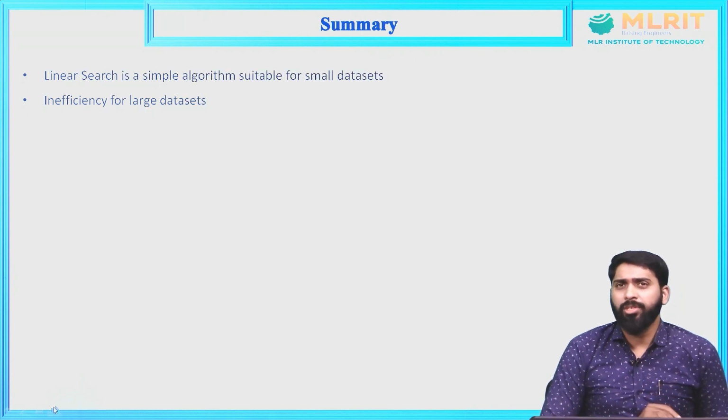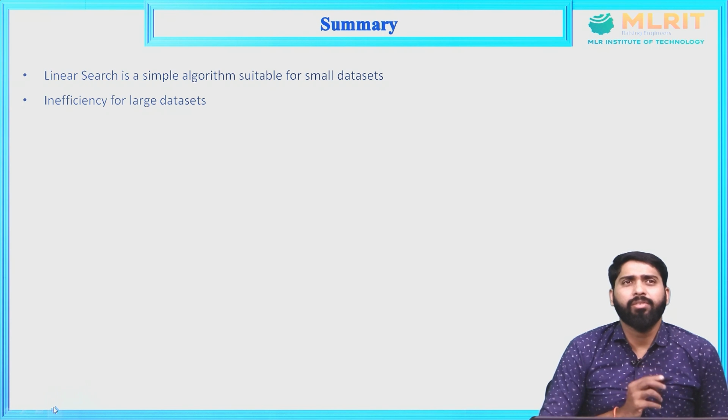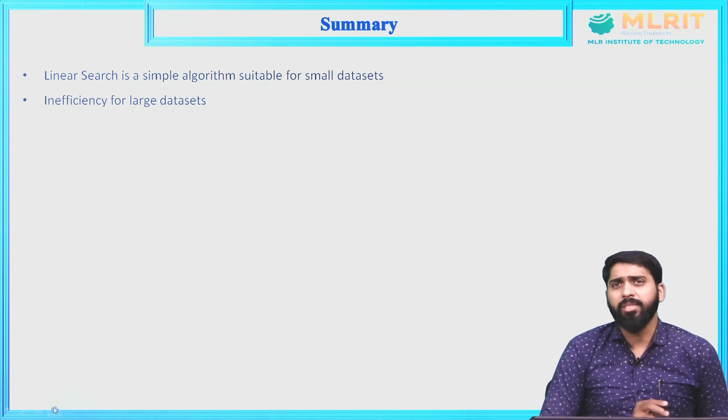Summary of the session. In this session we learned about the linear search algorithm. So linear search is a simple algorithm. It is suitable for small data sets. And here the disadvantage is inefficiency for large data sets. Okay. In the next class, we will learn about implementation of linear search in C programming.